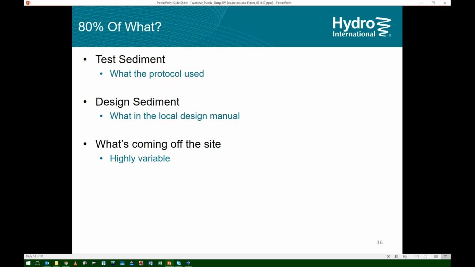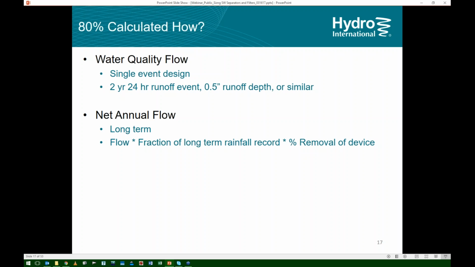Or is it 80% of what's coming off the site? Now, often the effluent standards are really looking at what's coming off the site and asking for an effluent control. The problem with that is that there's just no way of showing or proving it unless you monitor every site, and that becomes impractical. And also, how do you calculate the 80% removal?